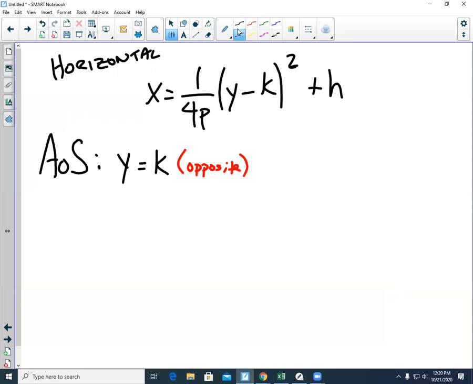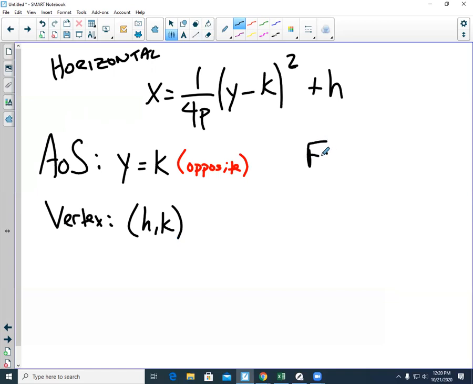So then I have my vertex. Vertex is still going to be the same. So the vertex will be h comma k. The vertex doesn't flip order though. It doesn't flip for k to h. The fact that it's flipped is taken care of in the formula. Okay, so the formula takes care of the fact that it flips.